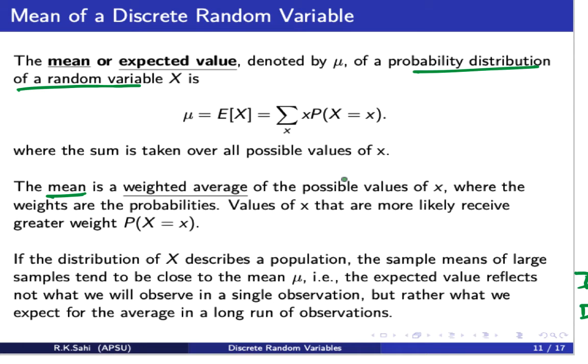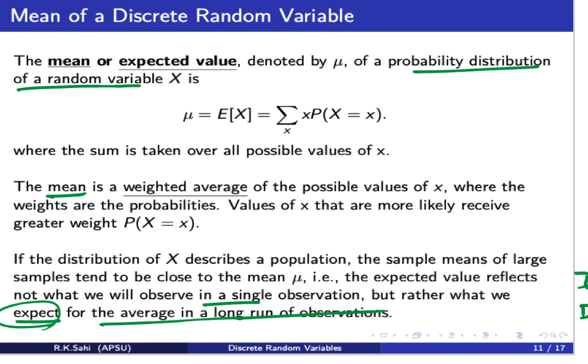Now, the values which are more likely to happen will have greater weight. If this distribution describes a population, that means the sample means of larger samples tend to be close to the mean, which basically the expected values are reflecting, not what we observe in a single observation. Remember, this is probability. That means we expect that on average, in the long run of observations, this is what is going to happen. Keep those little things in mind. The moment you see the word expect, it means mean, guys.